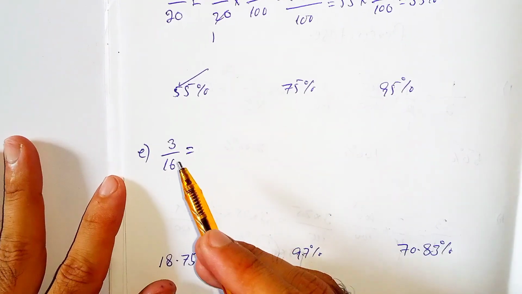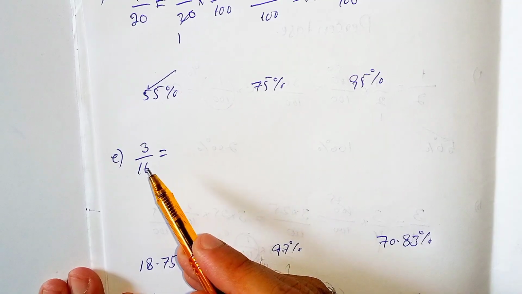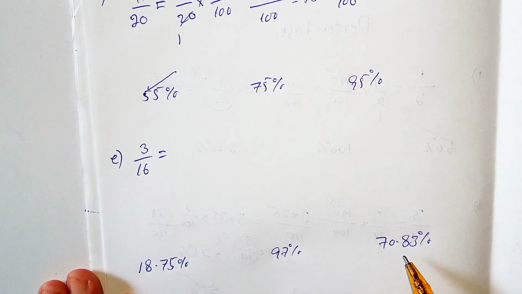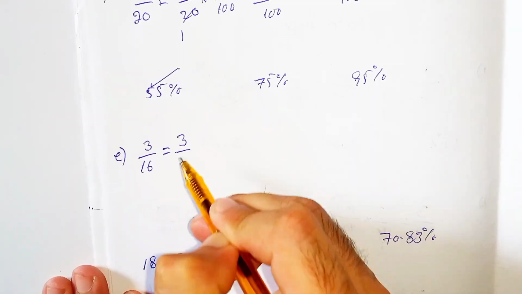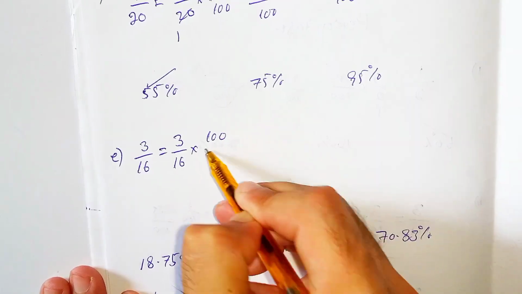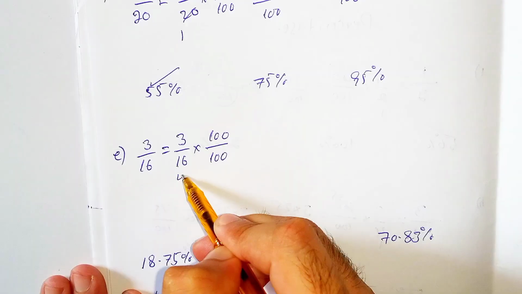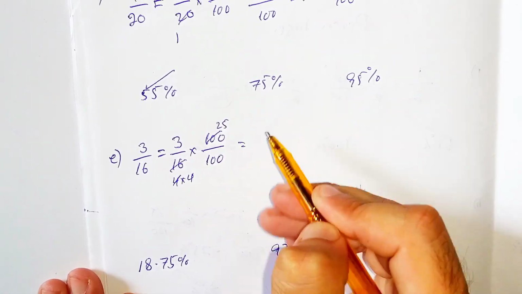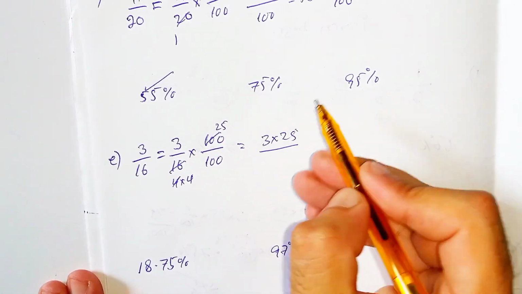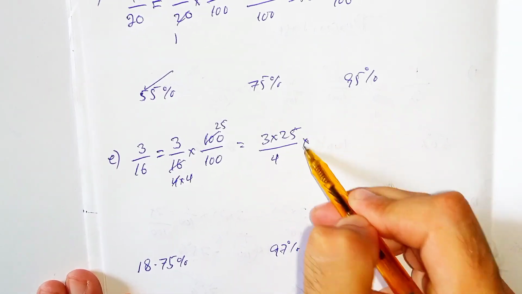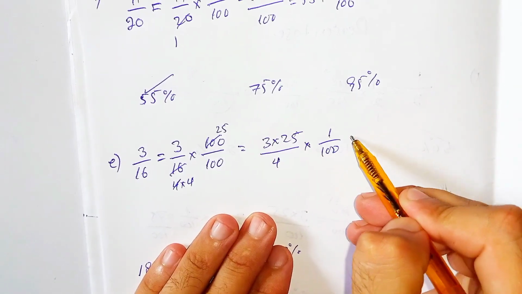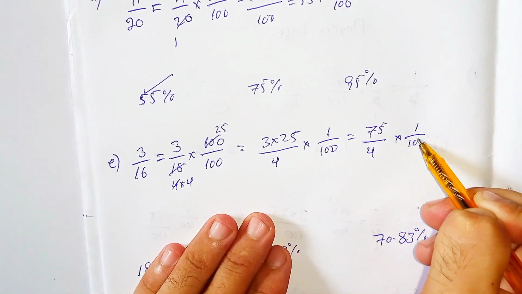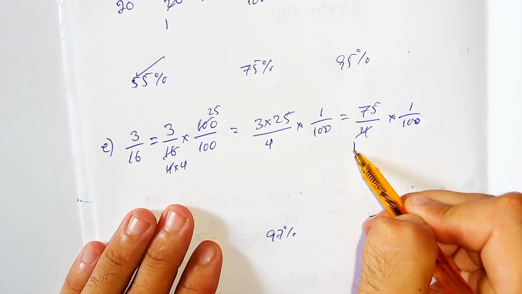Now we are going to solve another question, 3 over 16. Is 3 over 16 equal to 18.75%, 97% or 70.83%? So 3 over 16 multiply by 100 and divide by 100. 4 times 4 is 16 and 4 times 25 is 100. Right, so 3 times 25 divided by 4 multiplied by 1 over 100. 3 times 25 is equal to 75 divided by 4 multiplied by 1 over 100.